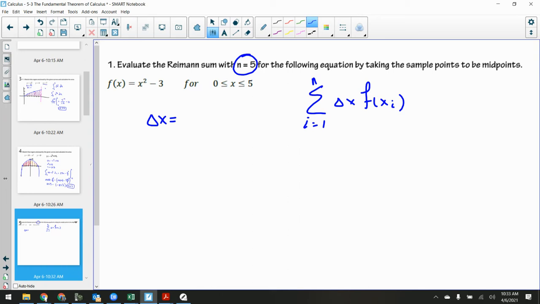Okay, what does that mean? That means I need to find my delta x. And delta x is always b minus a over n. So 5 minus 0 over 5. So delta x is 1. The change in x is always 1 here. Okay, so that means what is x 1? Well, if I'm using midpoints, my first interval is 0 to 1, right? So my x value I want to use is 0.5.